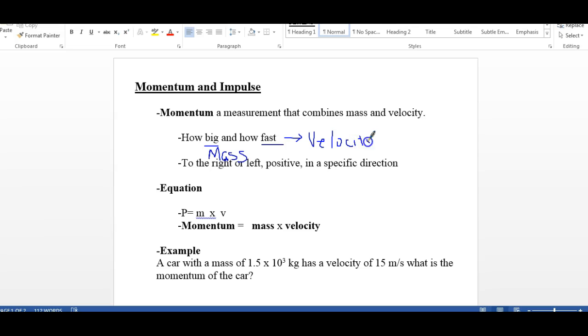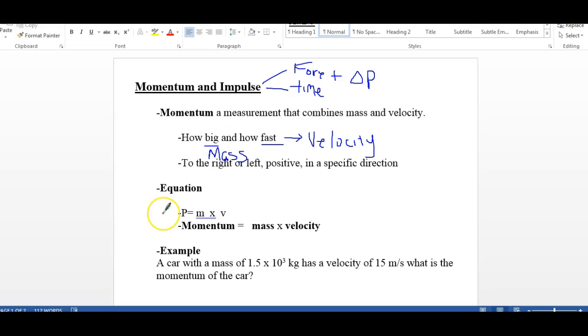And impulse really is dealing with a couple things. It's dealing with force in time, and then it's going to be a change in momentum. We'll talk about that in a minute.